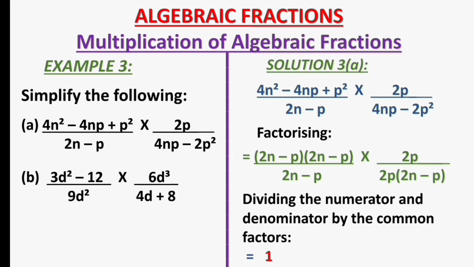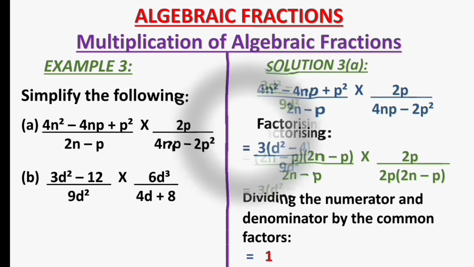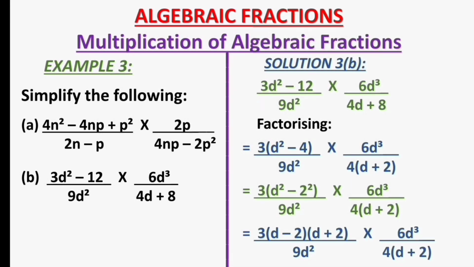Next, using the explanation in example 3a, can you multiply the algebraic fractions in example 3b? Let's see if you can. In example 3b, we are multiplying the algebraic fractions (3d² − 12) divided by 9d² times 6d³ divided by (4d + 8). Factorizing the algebraic fractions, we have 3(d² − 4) divided by 9d² times 6d³ divided by 4(d + 2).